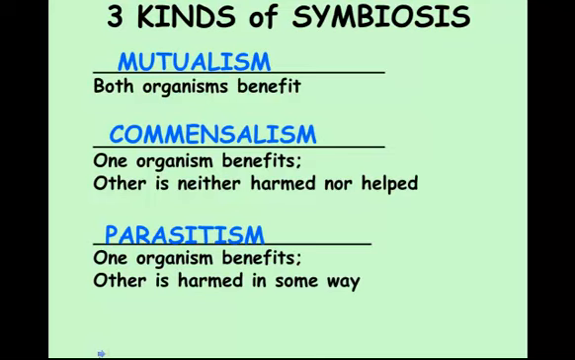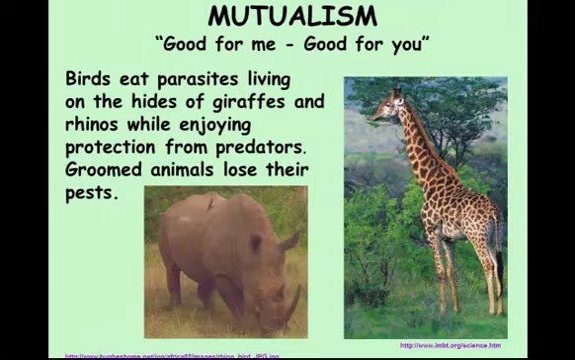Let's talk about a couple examples of these three kinds of symbiosis. The first kind, mutualism: it's good for me and it's good for you. I'm doing something to help you, you're doing something to help me, and both organisms benefit from this relationship. If you've ever seen big animals, think giraffes, rhinoceros, elephants, oftentimes you see little birds riding around on their backs. This is a mutually beneficial relationship. The birds are getting food from the big animals. They're picking bugs and parasites off. So that helps the giraffe. It helps the rhino by getting rid of those bugs.